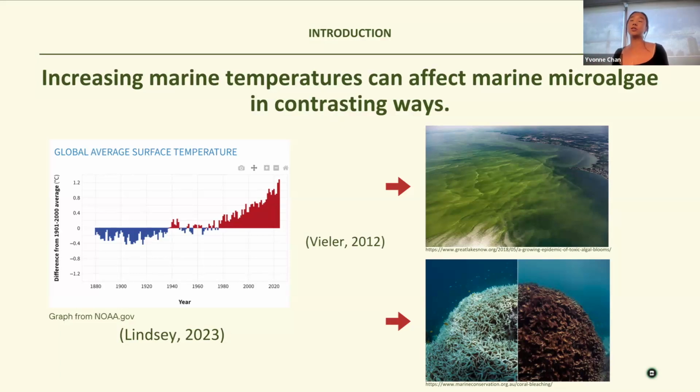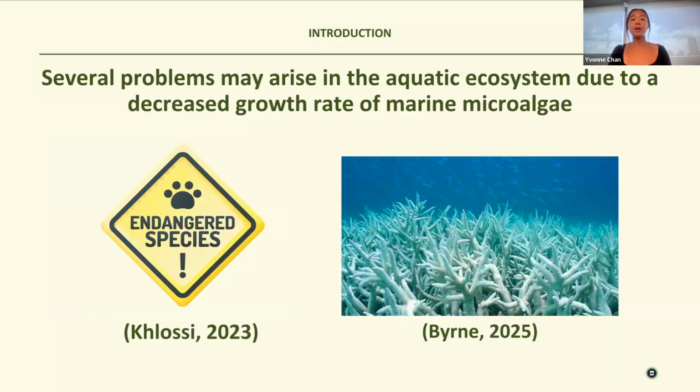However, if the surrounding temperature surpasses the thermal maximum of certain species, it will disrupt their biological processes, which can lead to a decrease in their growth rate and further to their mortality. Now, it might become obvious that there are several problems that can arise in the aquatic ecosystem due to a decreased growth rate in several species of marine microalgae. First being a loss in biodiversity. With fewer algal species available, there's less oxygen, energy, and nutrients available for other organisms as well.